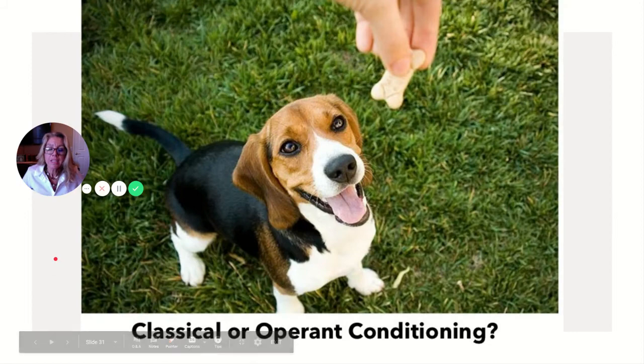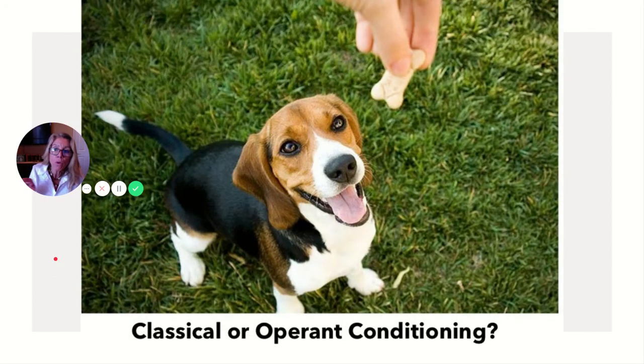So is this classical or operant conditioning? Roll over and I'll give you a treat. Roll over and I'll give you a treat. This would be operant conditioning. And one way you can think about it is perform the operation and then I will give you this food. Perform this operation and then I will give you this food.